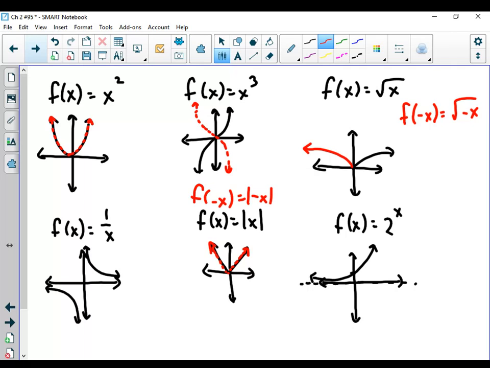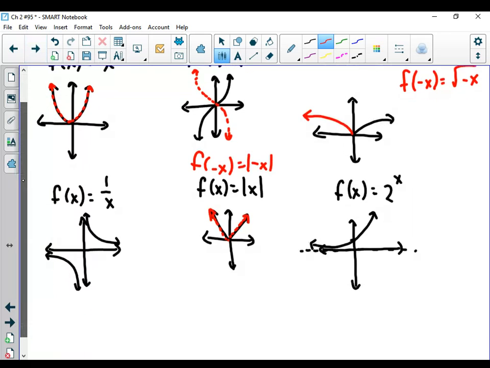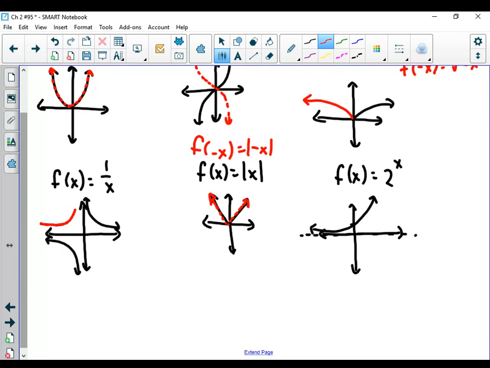Your graph for 1 over x, when you put in a negative x, should have looked like this.